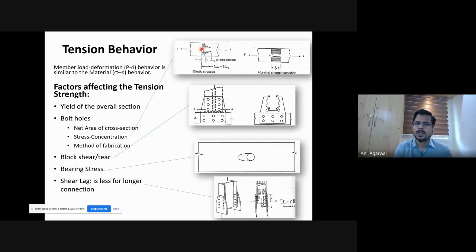Now, as a result of this reduction in the cross section, theoretically, if I didn't have a good understanding of the material behavior, I would have said, okay, total area was AG, but the reduced area would be A net, which is by excluding the area of the hole. So A net multiplied by Fy would be the strength limit state. Okay, right?